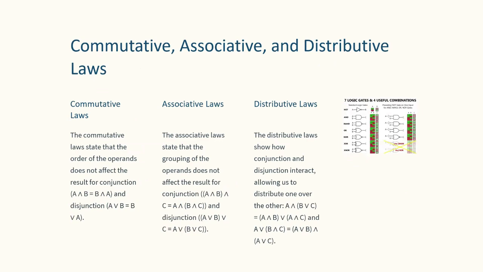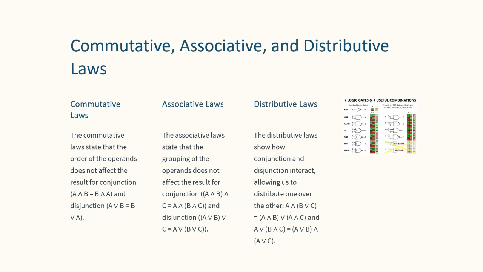Let us see some of the laws of logic. Those are commutative, associative, and distributive laws. Commutative laws state that the order of the operands does not affect the result of conjunction. So if A and B is the condition, then it is also equal to B and A. And disjunction also, A or B is equal to B or A.